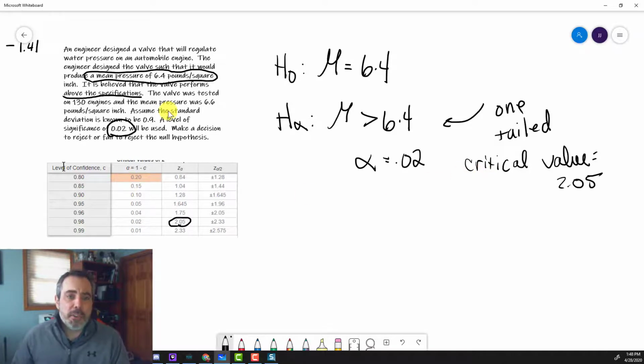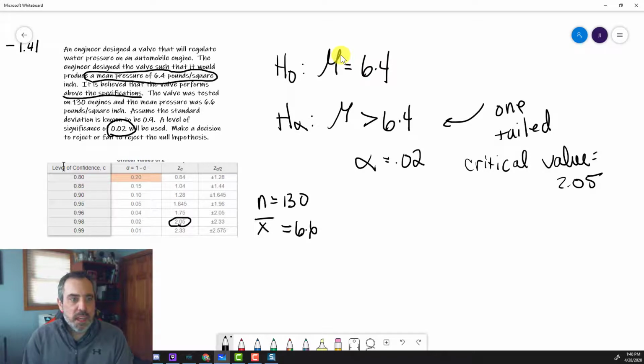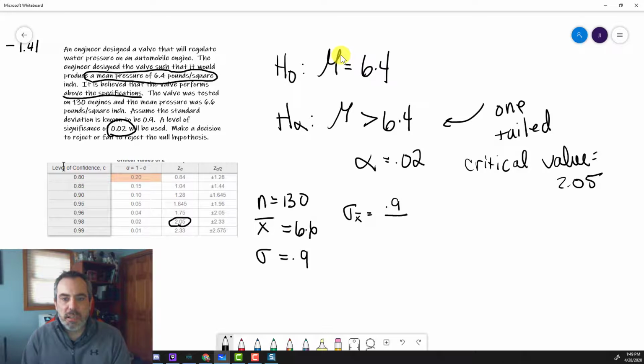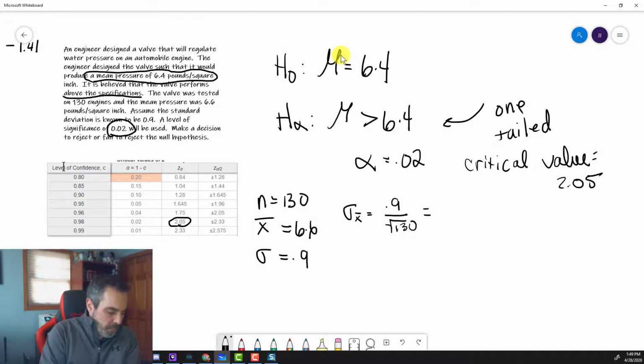Now I'm going to go through the test before. Again, I know the standard deviation, which I do; it says assume the standard deviation is known to be 0.9. I need to know how many engines. So 130 engines, an average of 6.6, a standard deviation of 0.9, and I am going to immediately find the standard error of that sample by saying 0.9 divided by the square root of 130. I've got 0.0789.